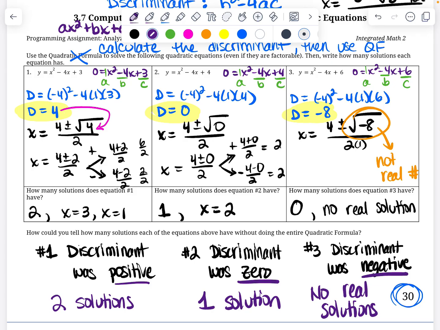All right. Well, there's certainly more practice for the quadratic formula coming up for you, but hopefully you can use this particular pattern to help you figure out how many answers you're going to get every time you approach a problem with the quadratic formula.